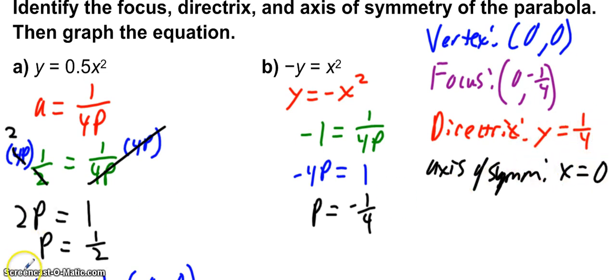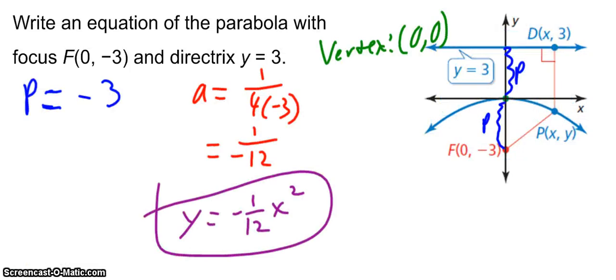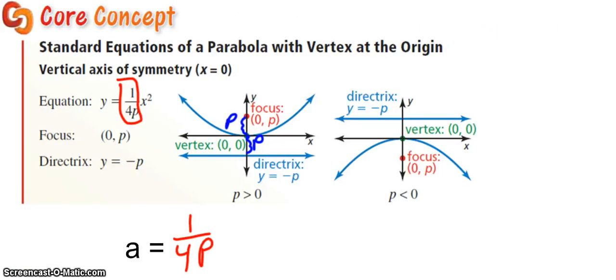Okay, so the big thing we want to understand is the relationship between a and p, and that p is just the distance from the vertex to the focus and the distance from the vertex to the directrix. The directrix is perpendicular to the axis of symmetry. The focus is always inside the parabola. The directrix is always outside of the parabola.